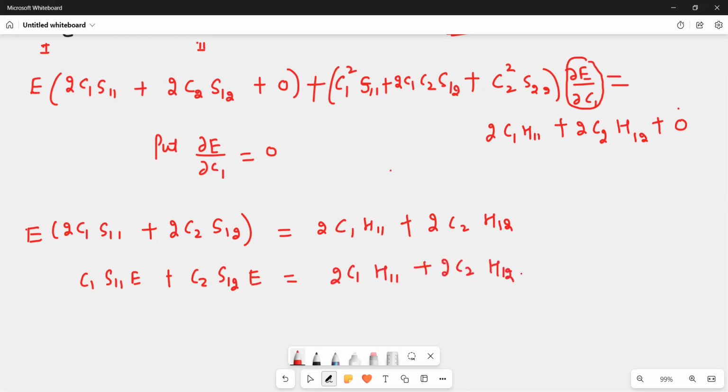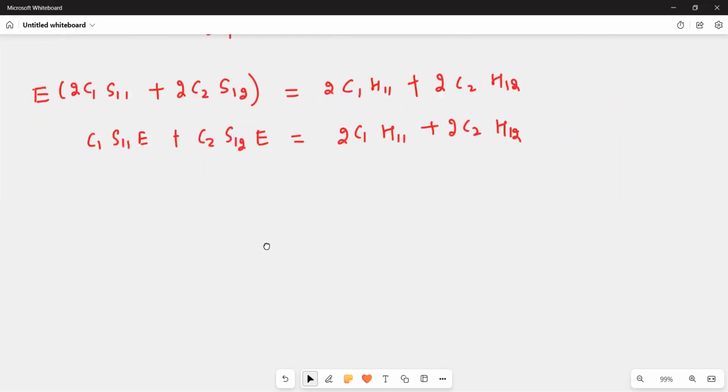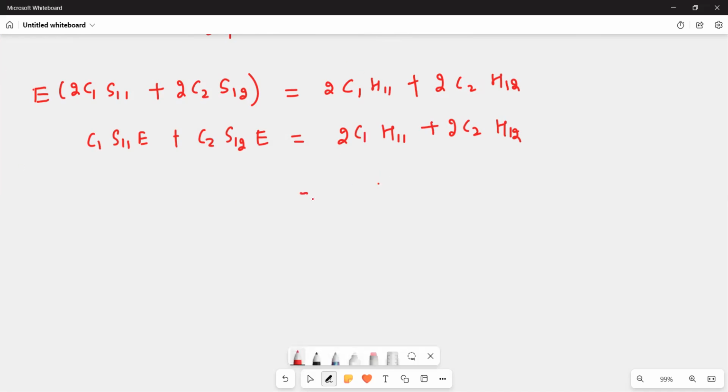Okay. Now we will rearrange the terms. Here we will combine the terms having C1 on one side and the terms containing C2 on the other side. So let's combine the similar terms. Here we have C1 H11. So we will shift this term here.